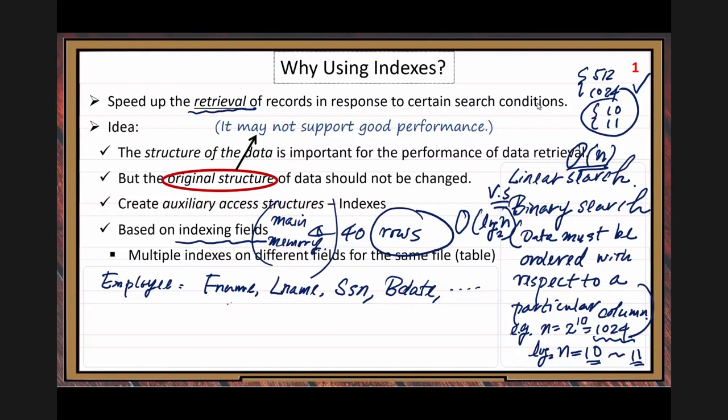Because then you have the chance to use different indexing fields. So we have multiple indexes for the same table. You can set them up and put them there. And then the DBMS, when doing the search, can choose one of the auxiliary index files to speed up the search performance.